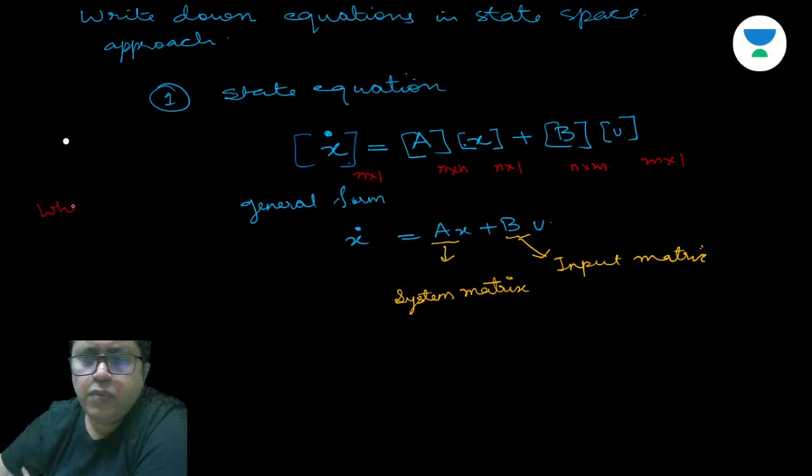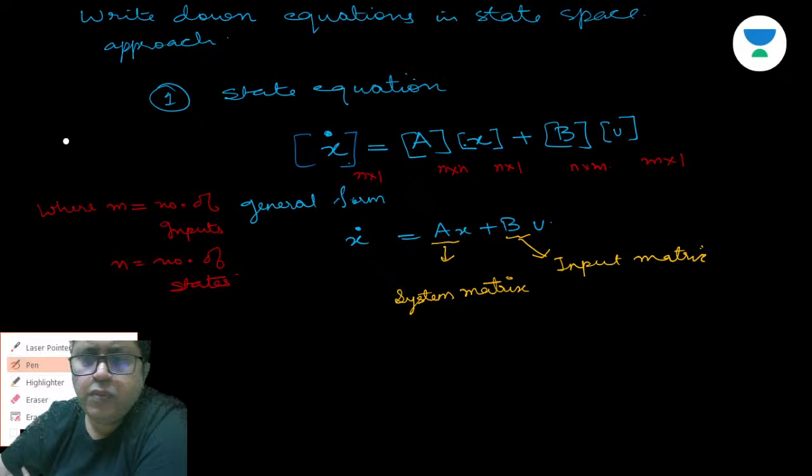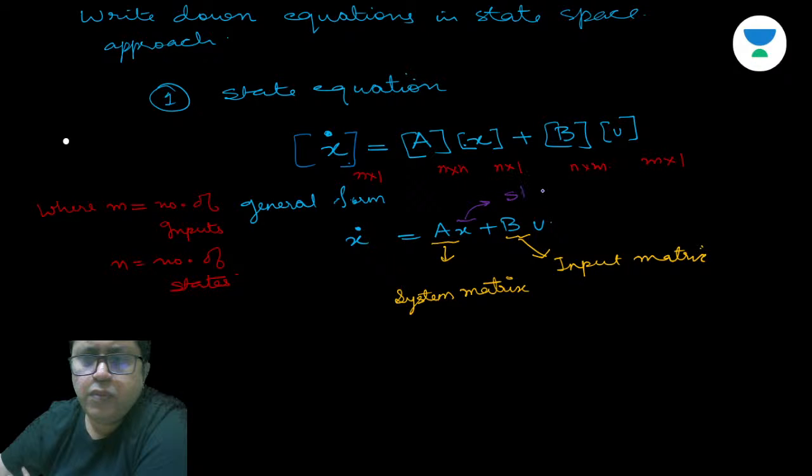Where m is equal to the number of inputs, n is equal to the number of states. So this is the meaning. Now I will define what x is. X is a state matrix.